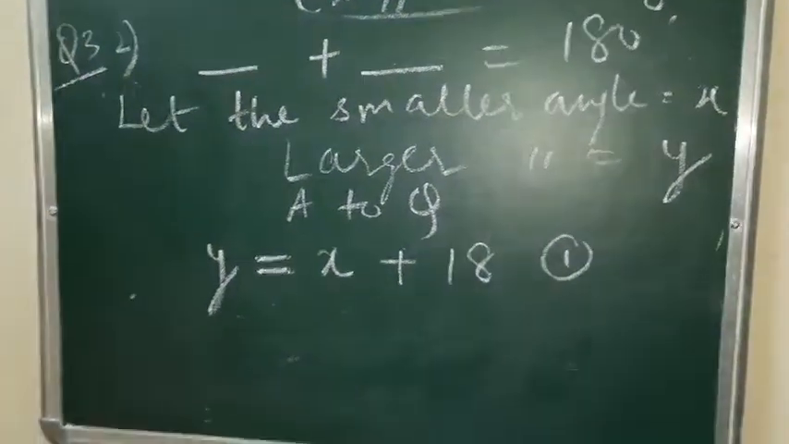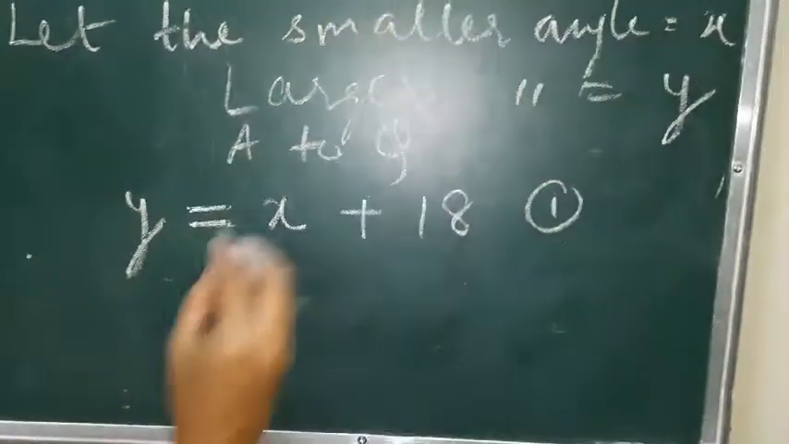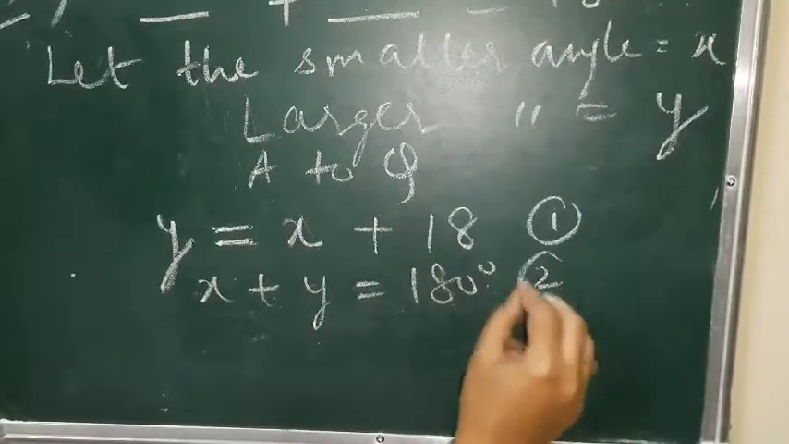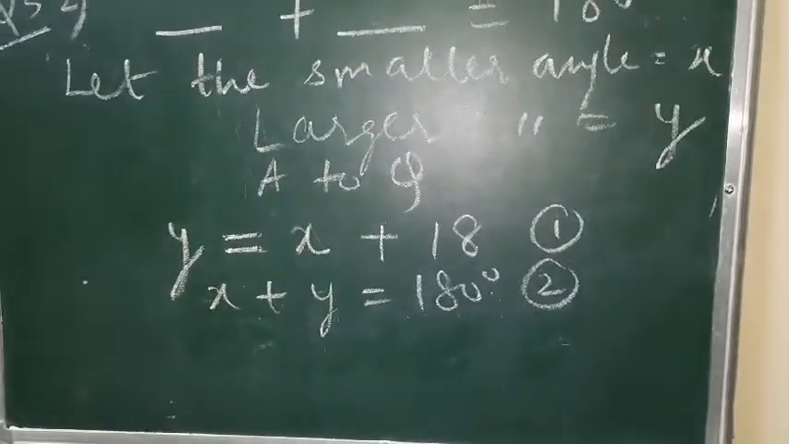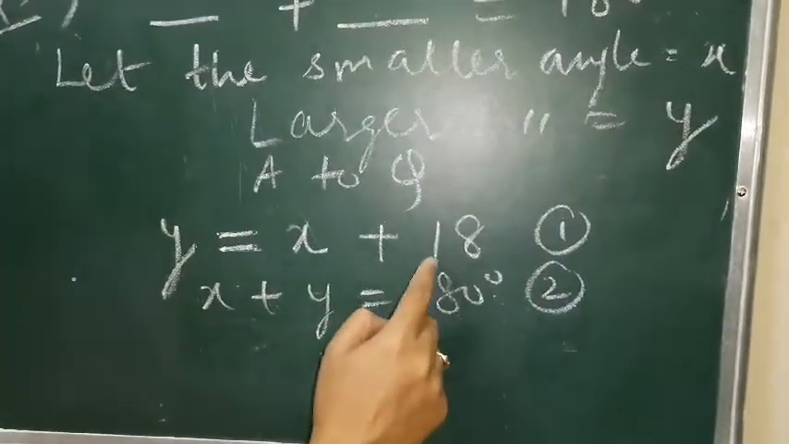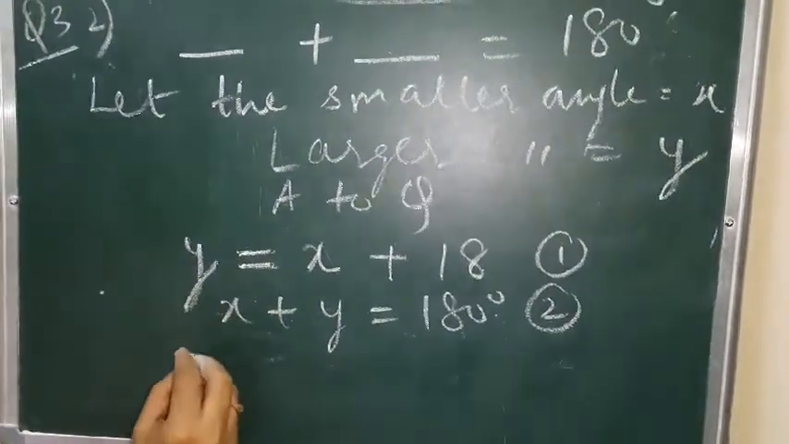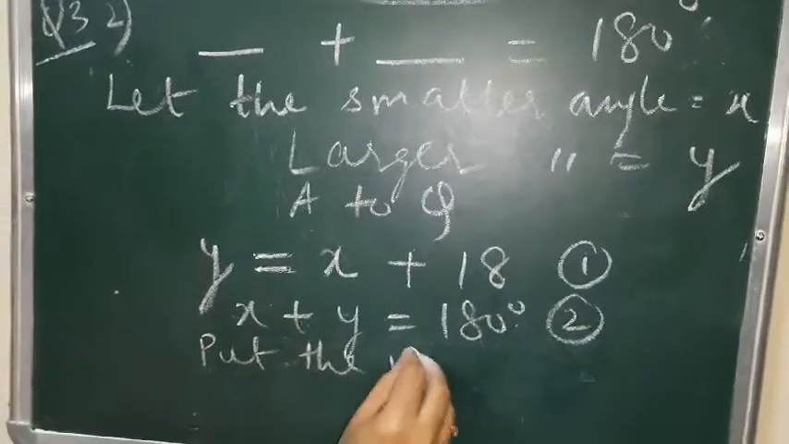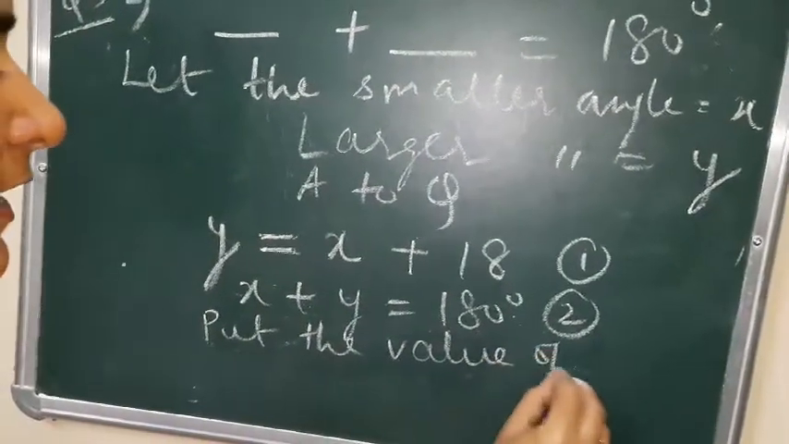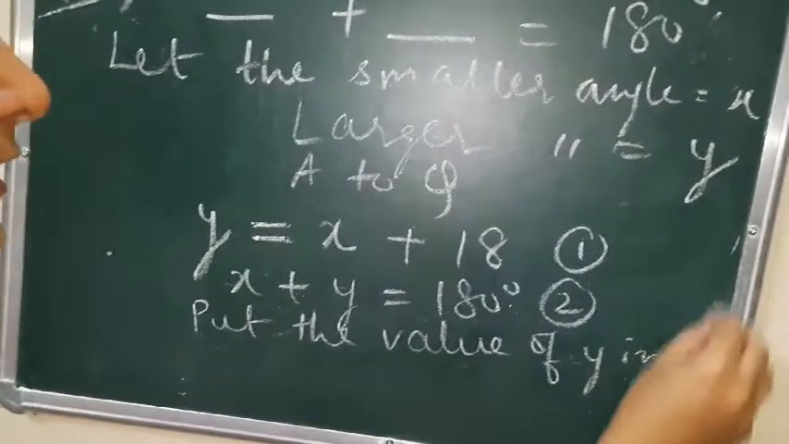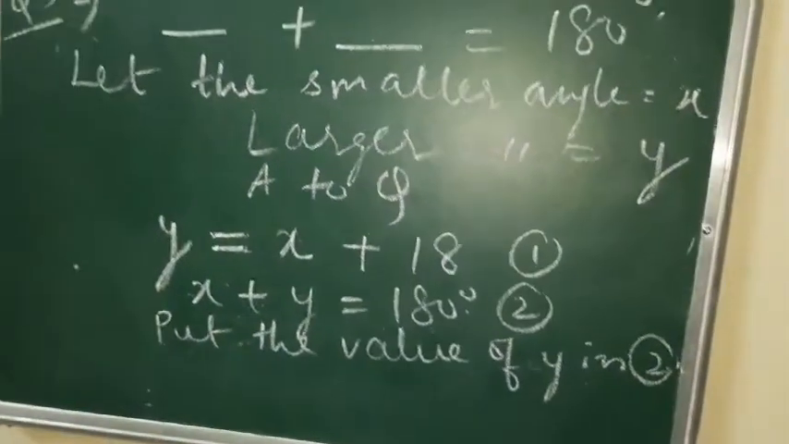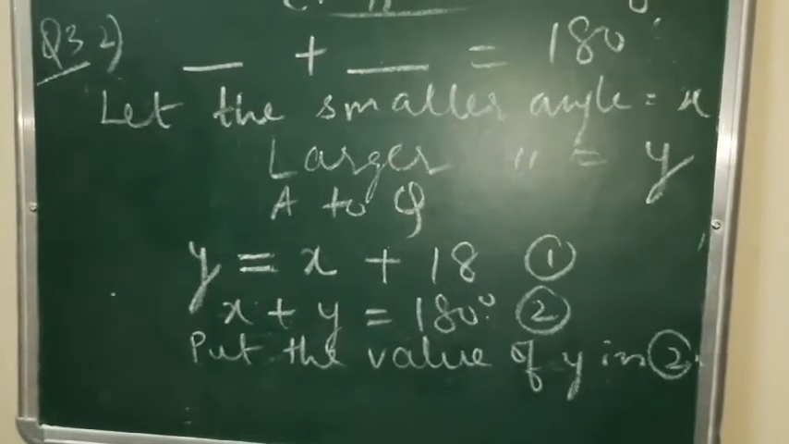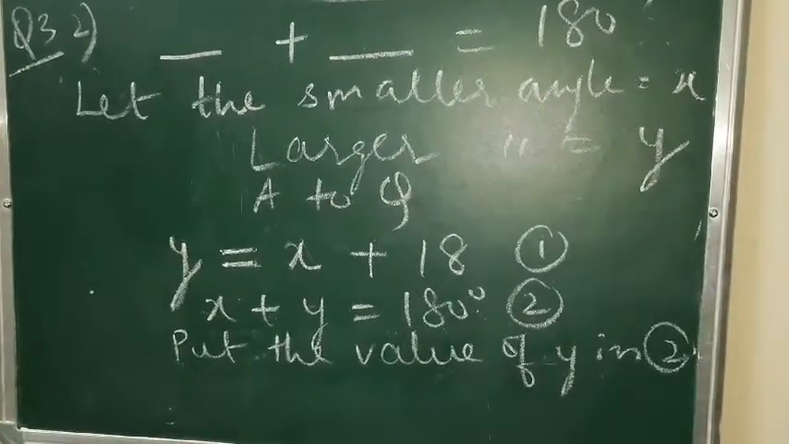What is my second equation? Second equation is very clear. It is x plus y is equal to 180 because supplementary angles are there. Okay, now from the first equation we have got the value of y. So we'll put the value of y in the second equation and solve it. When you solve, you will find both the angles x and y. Solving again you will do yourself.